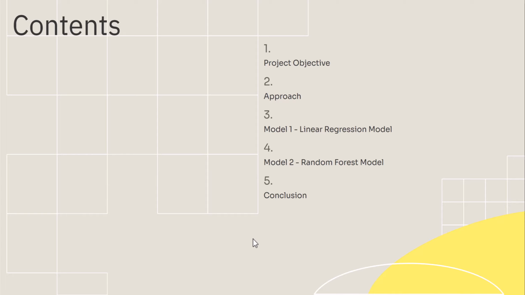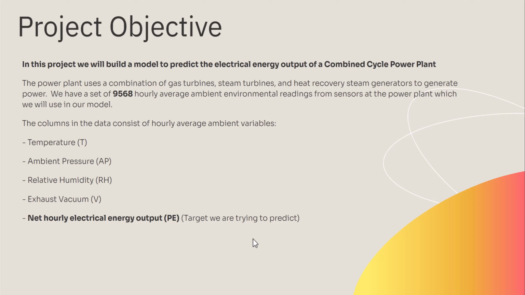So basically in this we will talk about first the project objective, then the approach, the different models that I have evaluated, and finally the conclusion where I will take you through the final model which I selected and the results. So in this project, we will build a model to predict the electrical energy output of a combined cycle power plant.